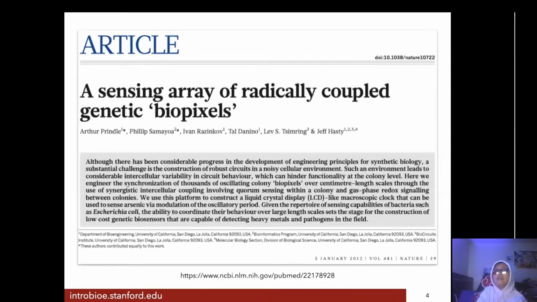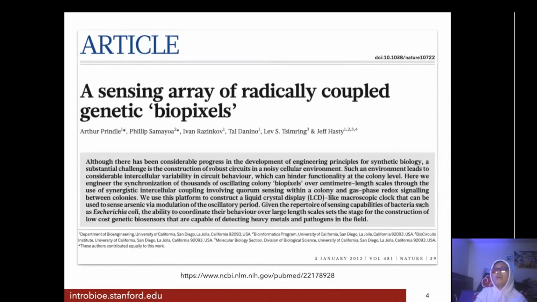Here we go. Here's the claim. "Here, we engineer the synchronization of thousands of oscillating colony biopixels over centimeter length scales through the use of synergistic intracellular coupling involving quorum sensing." Isn't this heroic language? It's like, wow, they did all this. "Involving quorum sensing within a colony and gas phase redox signaling between colonies."